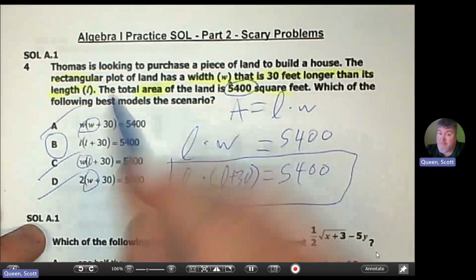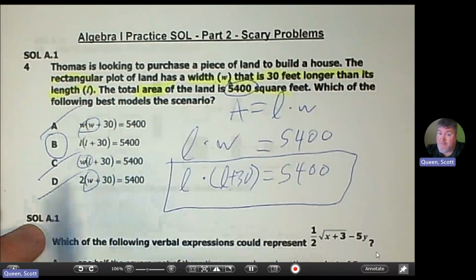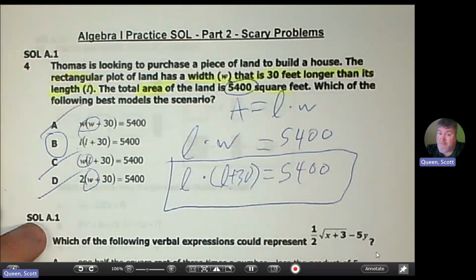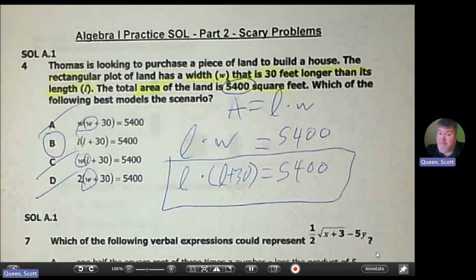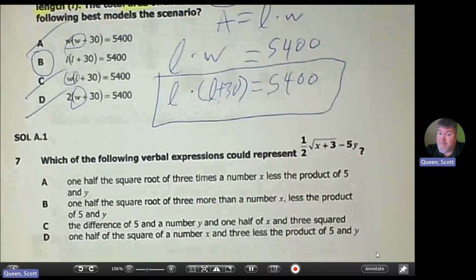Here is the correct answer. My length times my width, which is length plus 30, equals 5,400. Wasn't that easy? Most people picked C, which I thought was interesting because you're expecting to see an L times a W. But the definitions of them didn't make that happen this time, did it? All right, moving on. That was number 4. Make sure you put 4 was B. All right, write that down.